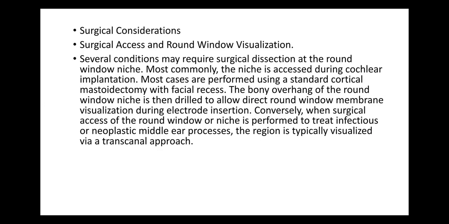Surgical considerations, surgical access and round window visualization. Several conditions may require surgical dissection at the round window niche. Most commonly, the niche is accessed during cochlear implantation. Most cases are performed using a standard cortical mastoidectomy with facial recess. The bony overhang of the round window niche is then drilled to allow direct round window membrane visualization during electrode insertion. Conversely, when surgical access of the round window or niche is performed to treat infections or neoplastic processes, the region is typically visualized via a transcanal approach.